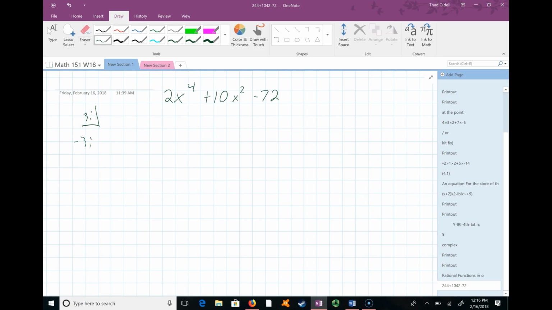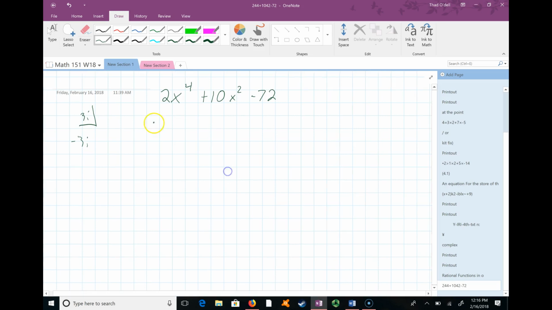And so we can use these 2 imaginary numbers in synthetic division to knock this down to a second degree polynomial, and we can find the missing roots. Okay, so let's start out with the 3i in the box, and we put 2. Now notice in this polynomial it goes x to the 4th and then skips to x squared, so we need to put a 0 in here because there's an x cubed missing. And then a 10, and then another 0, and then a negative 72. And a line across here.